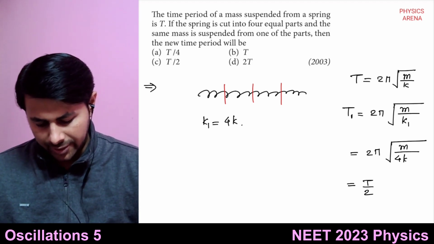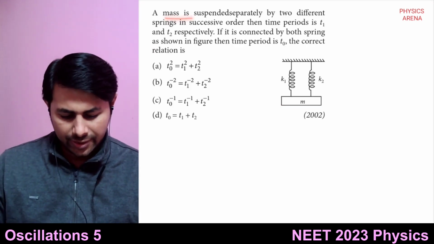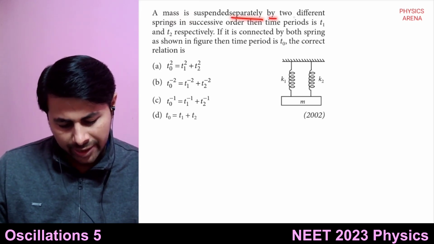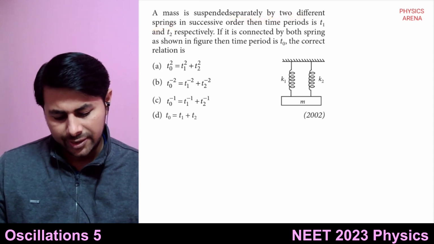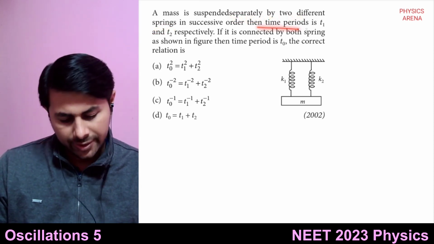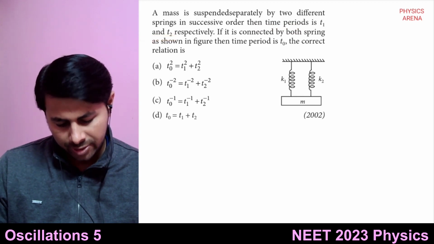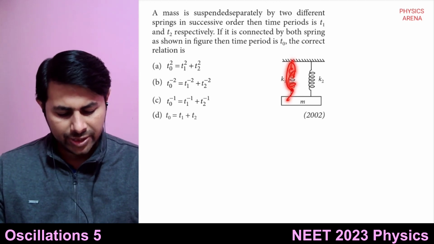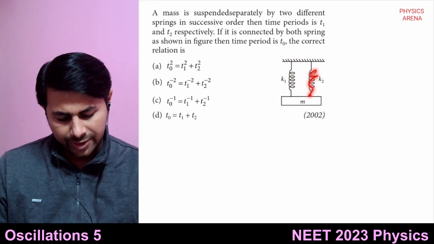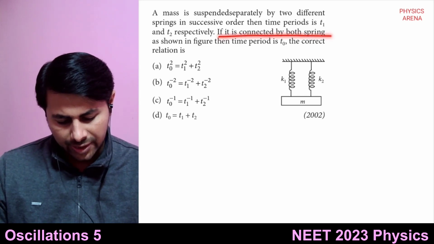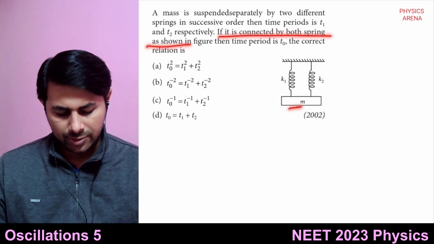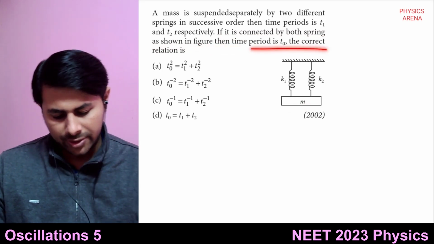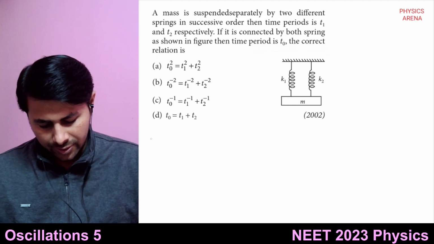Right, so it is option C. A mass is suspended separately by two different springs in successive order. Then the time periods are T1 and T2 respectively. If you suspend it with the first spring, the time period is T1. For the second spring, it is T2. If it is connected by both springs in parallel combination as shown in the figure, then the time period is T0. The correct relation is, let's find.